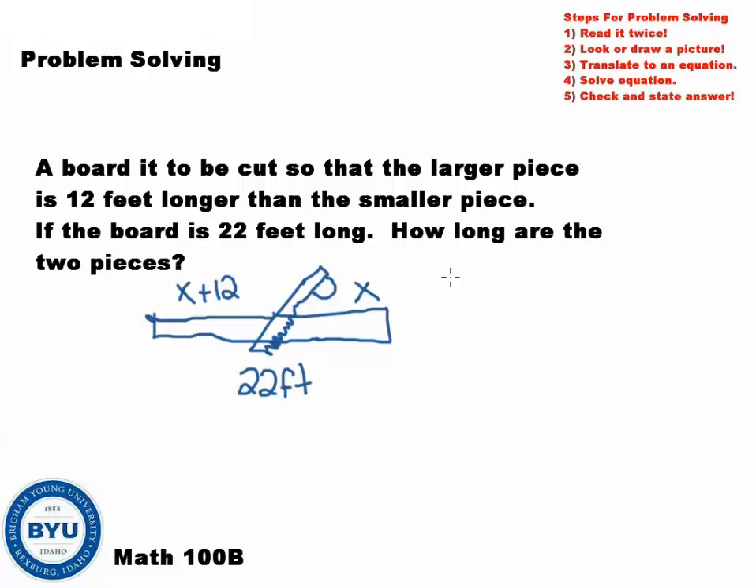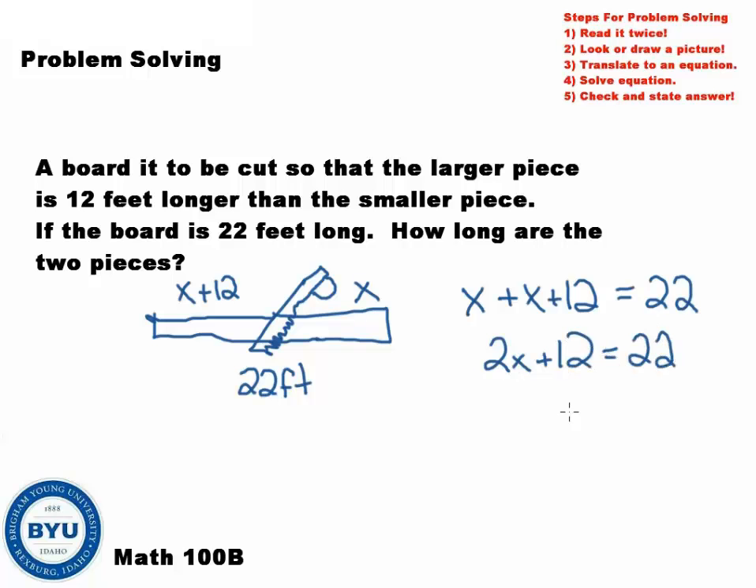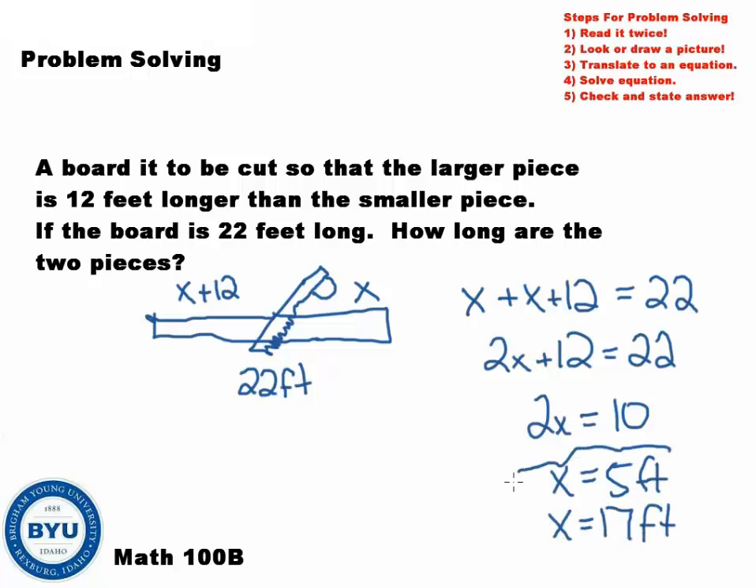Okay, sweet. So now we can write this equation. We can say that x plus x plus 12 equals 22 feet. I combine the like terms: 2x plus 12 equals 22. We subtract the 12 and get 2x equals 10. So x equals 5 feet, meaning that the smaller piece is 5. And that would mean that the longer piece is 5 plus 12, which is 17 feet. That's the size of those two boards.